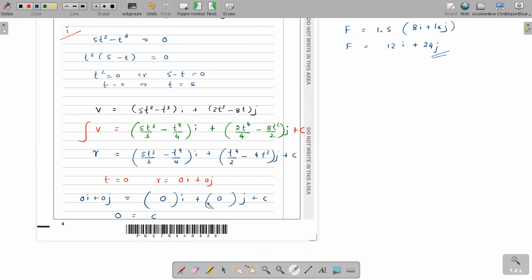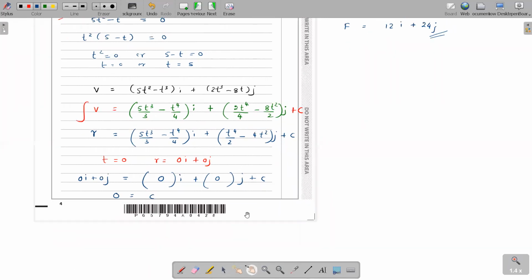If you had even a 1i here, C would be minus 1i. But here C becomes 0, which means your position vector R is simply 5t cubed over 3 minus t to the power 4 over 4, i, plus t to the power 4 over 2 minus 4t squared, j.